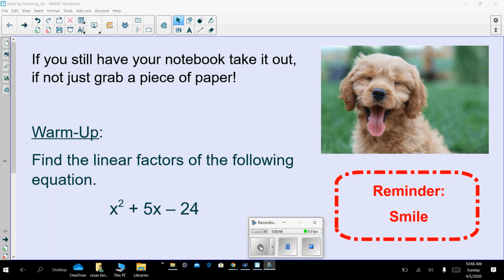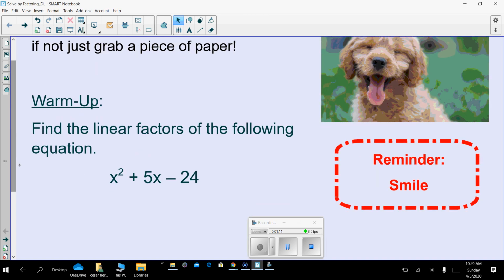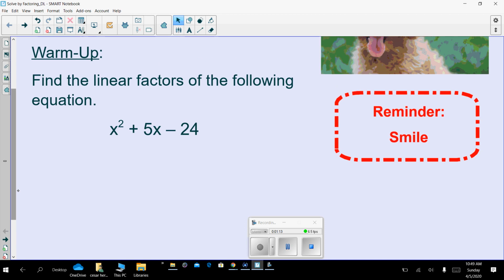Okay, so the first thing we're going to do is work on a warm-up, and we're going to find the factors. Again, you've been doing this, or you did this last week and the week prior to that, but let's just go ahead and review. So if you want to, stop the video and factor it out, and then when you go back to the video, you'll be able to see my work and check. Okay?